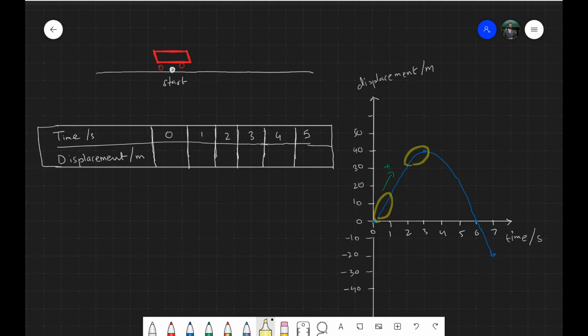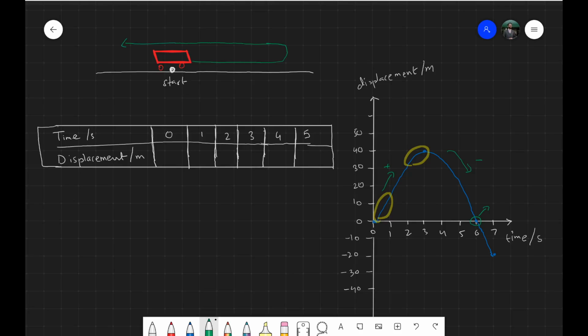So what is actually happening here? Well, the gradient of the graph is decreasing, so the car moves in this direction and it slows down as it approaches the 3-second mark, and at 3 seconds the driver actually decides to stop and take a U-turn. Then you can see that the graph has a negative gradient, so the car is actually moving in the negative direction, and it comes back to the starting point at 6 seconds. At 6 seconds it crosses the starting point again, and then it goes past it.